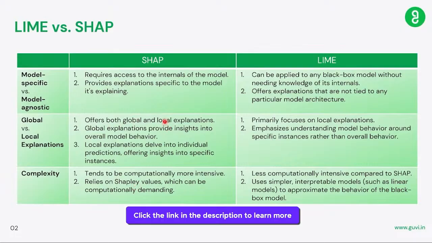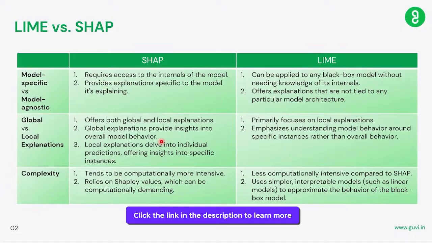So global explanations help in understanding the overall model behavior and feature importance across the entire data set. If I speak about the entire data set, those are called global explanations. Local explanations zoom into the individual predictions, like I mentioned, which could provide insights into why a particular prediction was made for a specific instance.